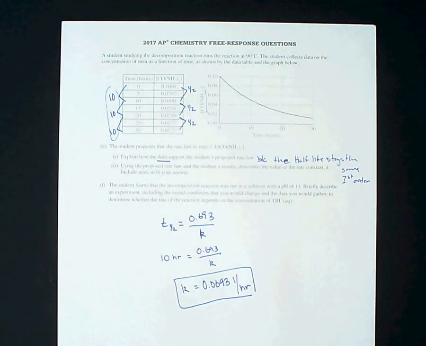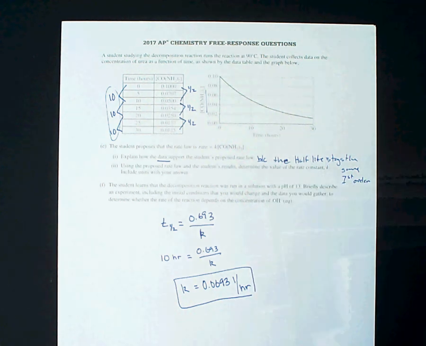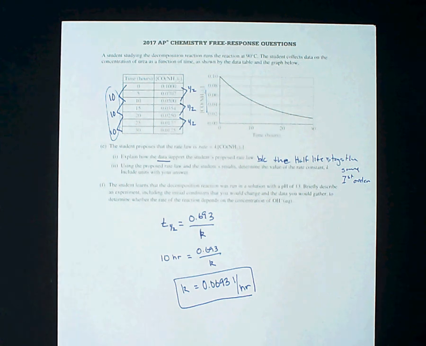So there's a lot of different ways that you can find rate order. You can use the initial rates. You can use the graphs, sometimes those are called integrated rate laws. Or you can use half-life to determine them. But there are definitely many different ways that you can find the rate order for a reaction.